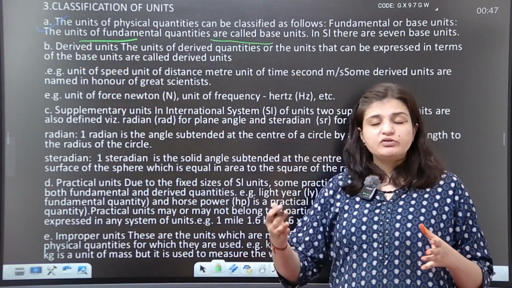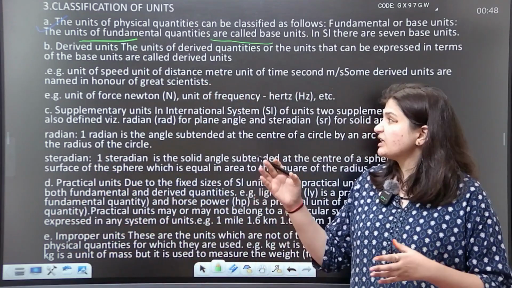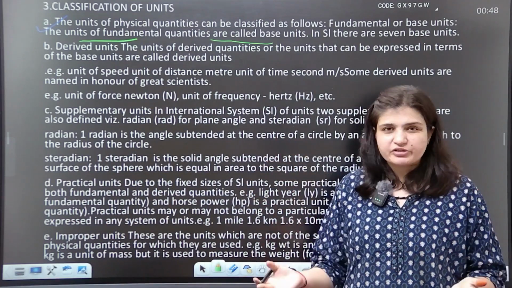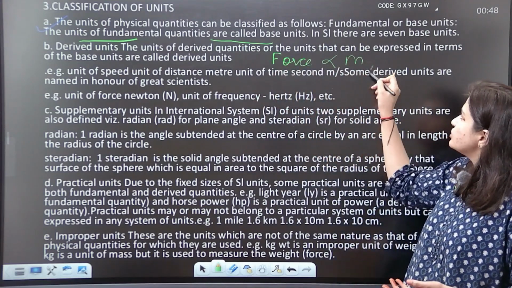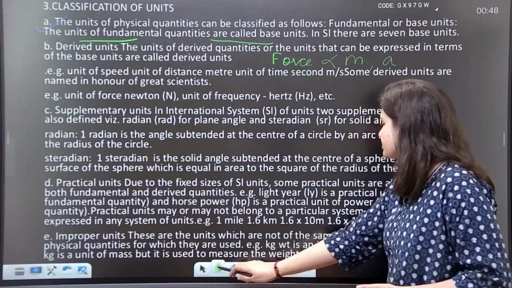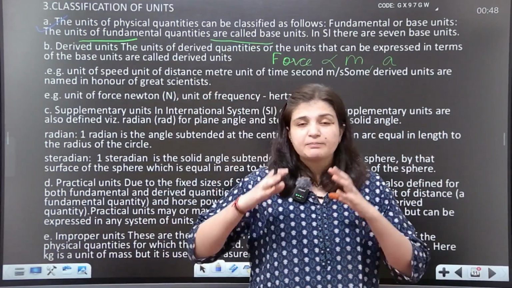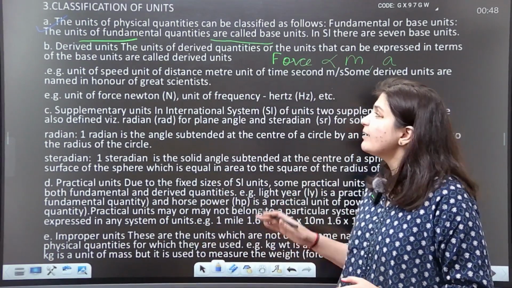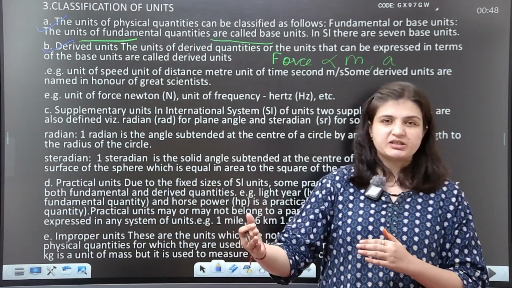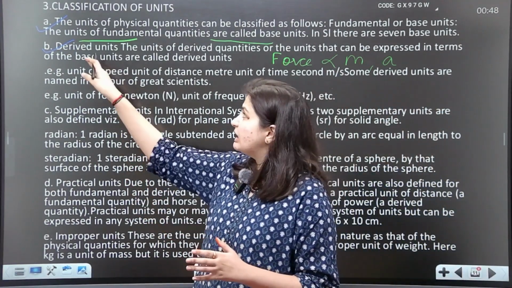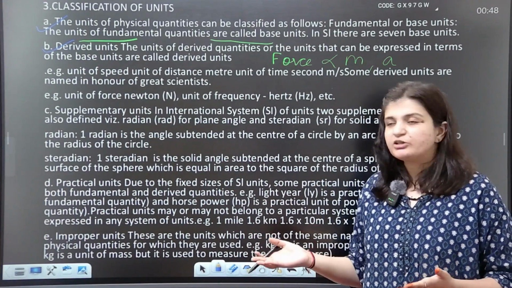Then come the derived units, which are based on base units, such as force. Force is dependent on mass as well as acceleration. So it is dependent on base quantities. These derived quantities, students, are dependent on the base quantities, that is the fundamental quantities. Base quantities are independent. Derived units are dependent on the base units.